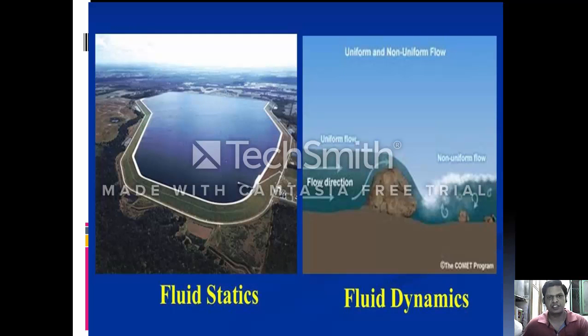Fluid mechanics is a branch of engineering science which deals with the study of fluids. We can divide this fluid mechanics into three types, that is fluid statics, fluid dynamics and fluid kinematics. Fluid statics means the study of fluids which are at rest. What is meant by fluid kinematics? That means the study of fluids when they are in motion but without considering the pressure forces is called fluid kinematics.